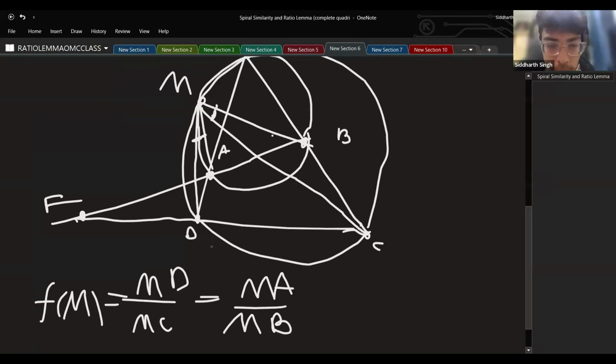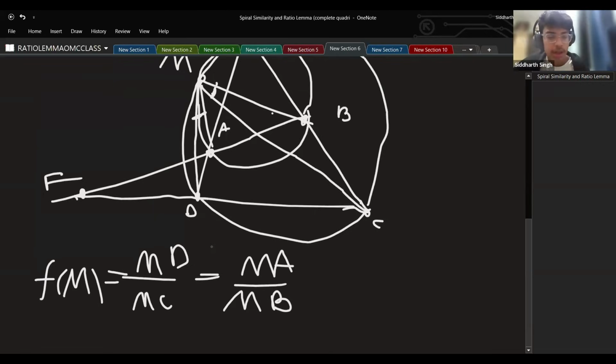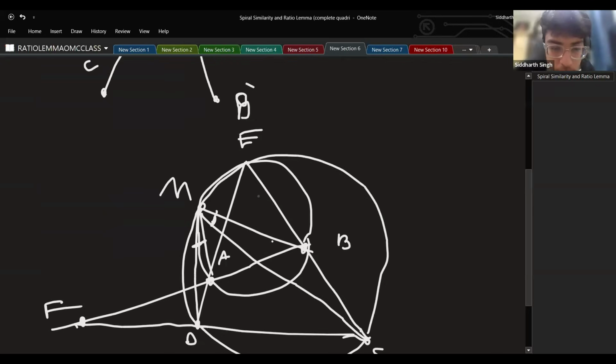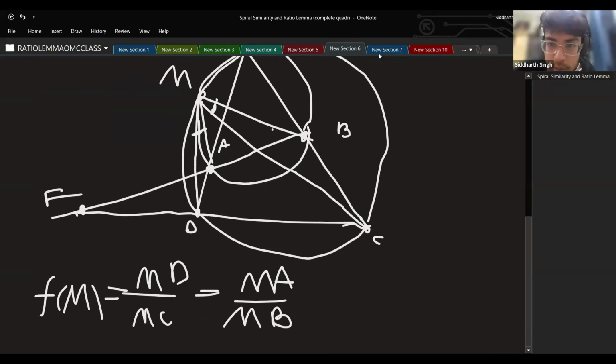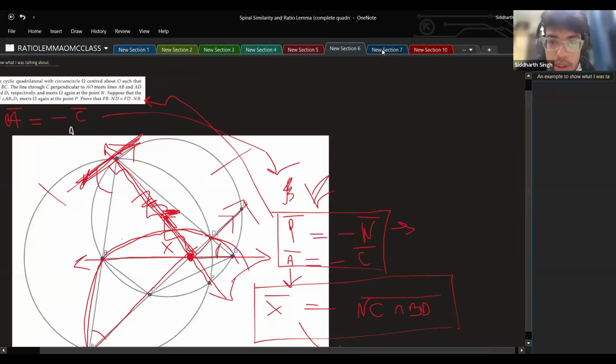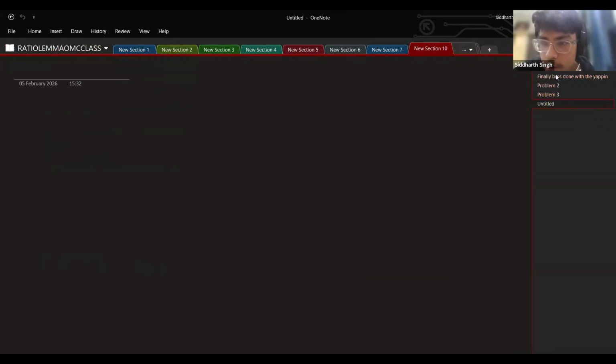There are some handouts. I'll probably share them after class, and you should still go through them. Those are not related to the ratio lemma, but they build a lot of intuition in geometry. Anyways, the main point of introducing this is so that we can finally move on to the main problems.